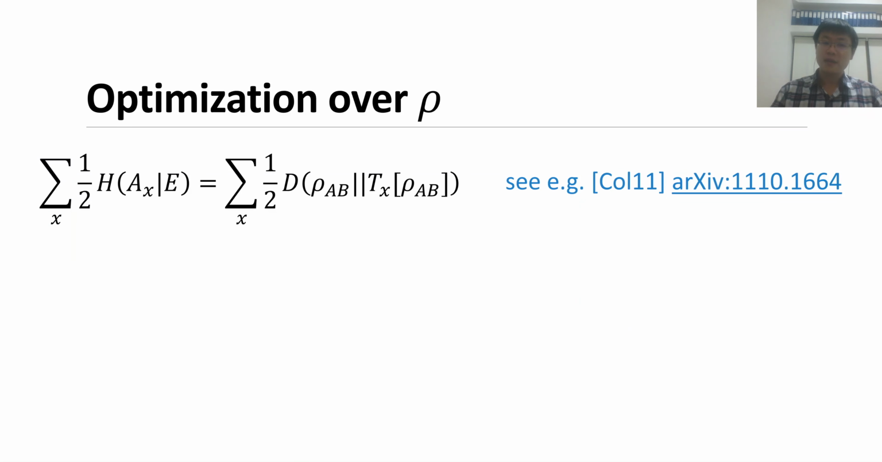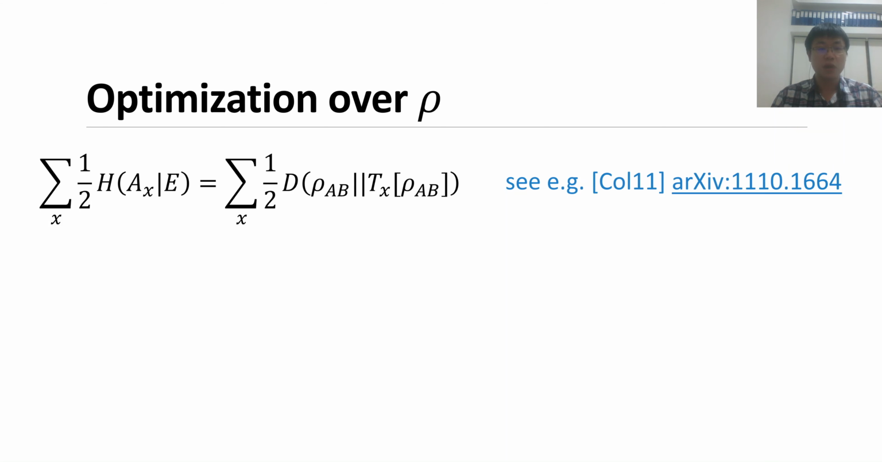And lastly, to tackle the optimization over the states, what we did first was to use an observation that has been applied in standard QKD in several works. Basically, this is a relation between the conditional entropy of the measurement against Eve and a relative entropy expression that only involves the Alice-Bob state. So this is quite convenient because it reduces the entropy expression to something that only involves the honest parties.